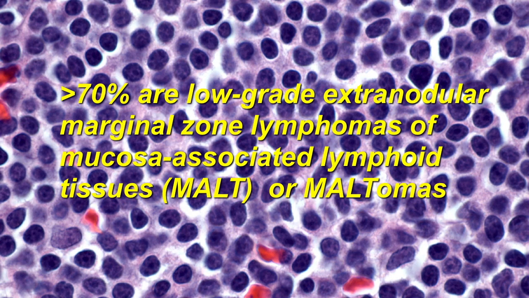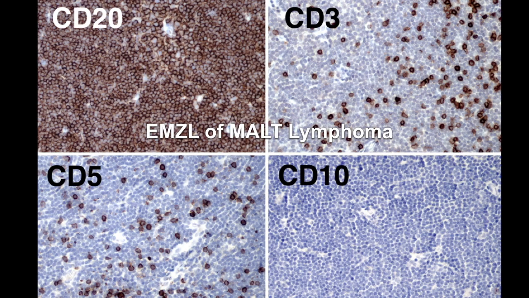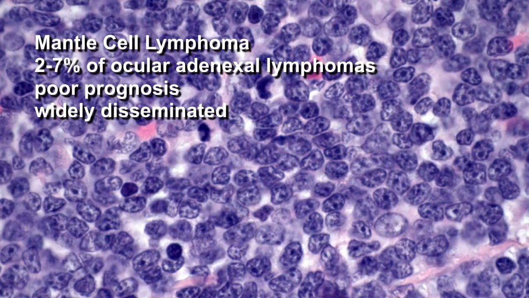A large percentage of ocular adnexal lymphoid lesions are extranodal marginal zone lymphomas of mucosa-associated lymphoid tissue, or MALT lymphomas. Most of the small lymphocytes in a MALT lymphoma stain positively for CD20 and are negative for CD10. A small number of T cells that show similar staining with CD3 and CD5 are present.